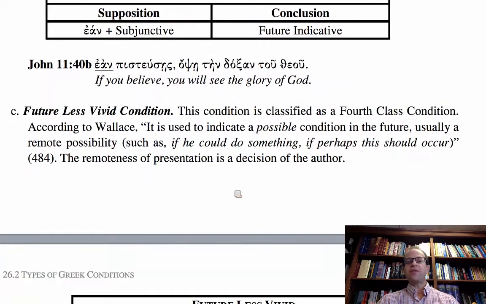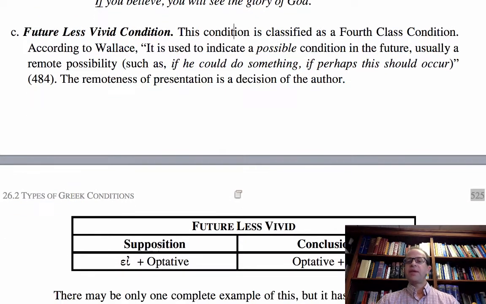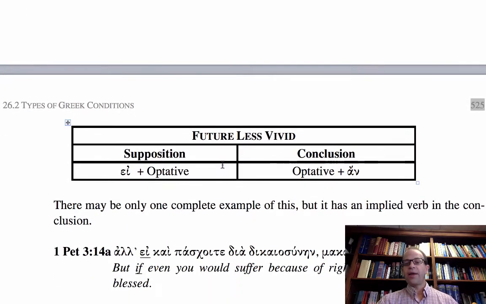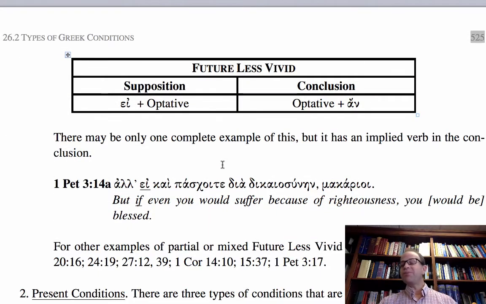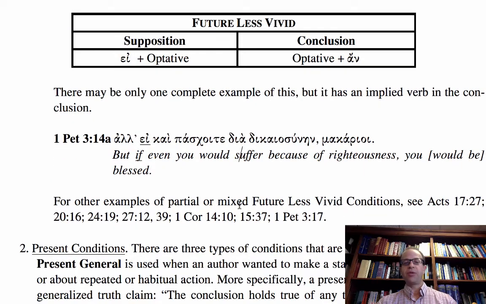A future less vivid condition is also called a fourth class condition. This is relatively rare, and there may only be one complete example of this in the entire New Testament. It's formed with the optative. That's one of the reasons why it's so rare, because the optative is so rare. It's formed with ei and the optative in the supposition, and then the conclusion has an optative with an. And so you can see this example here.